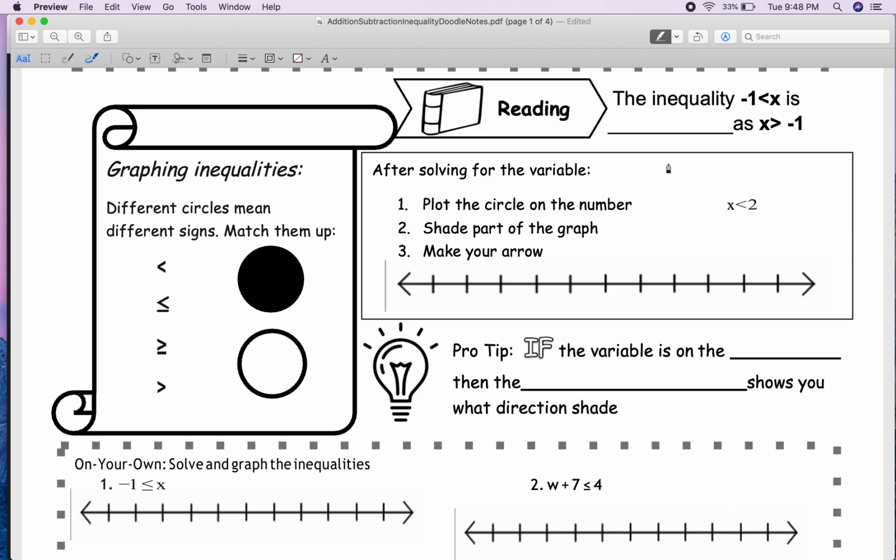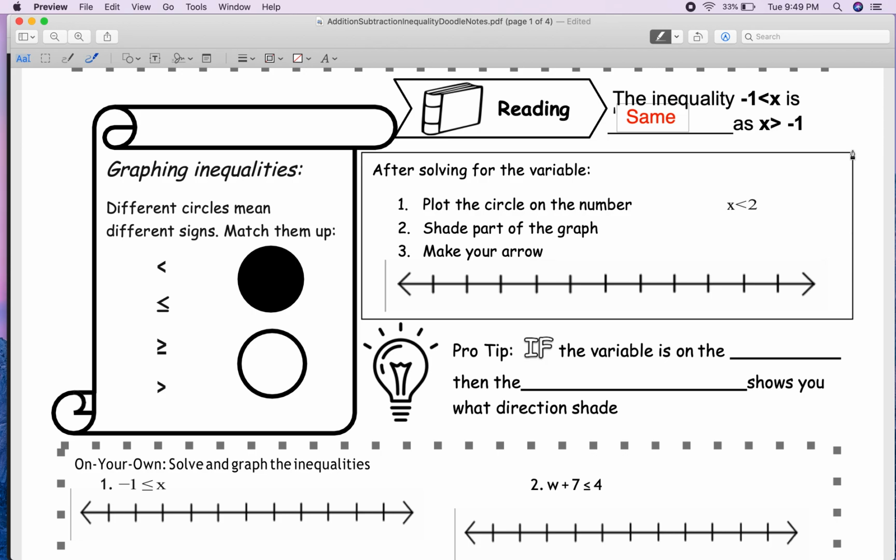It says at the top here, the inequality negative 1 is less than x is blank as x is greater than negative 1. Are they the same or different? Yeah, these would be the same. So we can take our text box and write in the same. Notice that either way, the greater side is towards x, so x is going to be greater than negative 1. Here we're just saying that negative 1 is less than x, so still x is going to be greater. Even though we flipped it around, they are still saying the same thing.